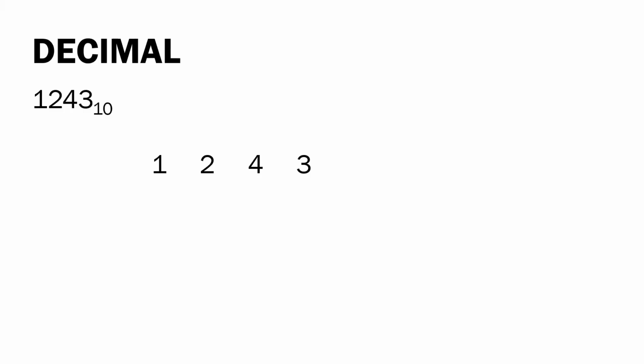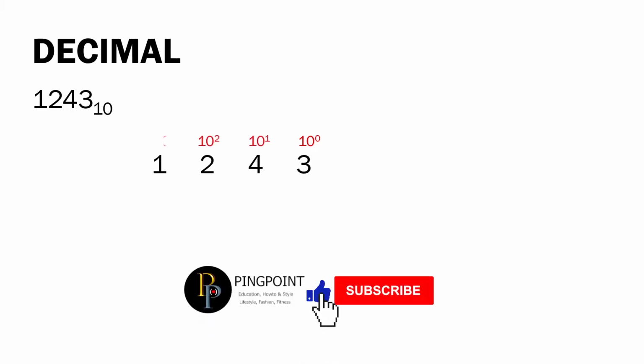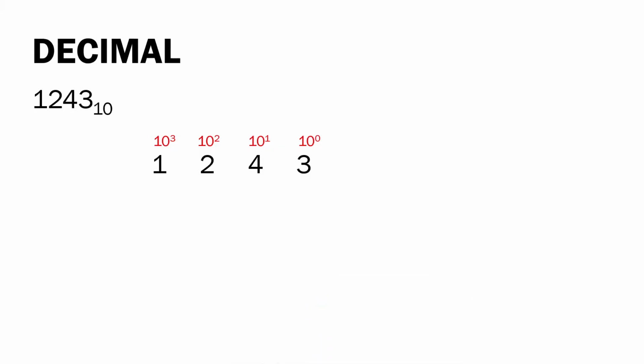So again, since this is a decimal number, the rightmost digit has a positional value of 10 raised to 0. After 0 is 1, so 10 raised to 1, 10 raised to 2, and 10 raised to 3. Then again, any number raised to 0 is equal to 1. So 10 raised to 0 is equal to 1. 10 raised to 1 or 10 times 1 is equal to 10. 10 raised to 2 or 10 times 10 is equal to 100. And 10 raised to 3 is equal to 1000.